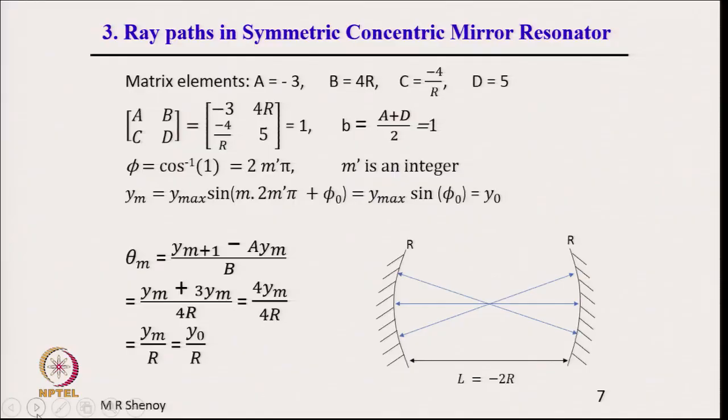Okay, let us now take the symmetric concentric mirror resonator. Again, for this, from our common understanding, we know how to trace rays in such a resonator. Now, if you calculate the matrix elements, then you see that A is equal to minus 3, B is equal to 4 times R, R is the radius of curvature, identical, it is a symmetric one.